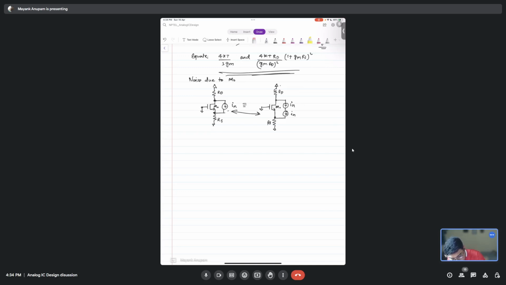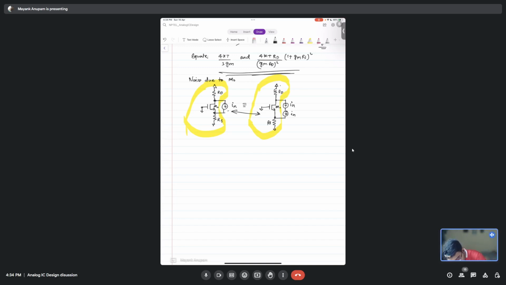Okay, so if you take this part only, for the part which is left inside the yellow highlight, do you think anything is going to change if I do this? No, sir. Why is it not going to change? Sir, KCL is valid. Correct. So effectively the same amount of current is flowing in both the cases.